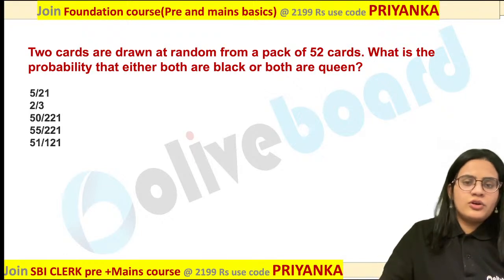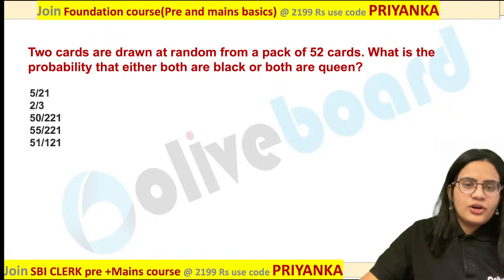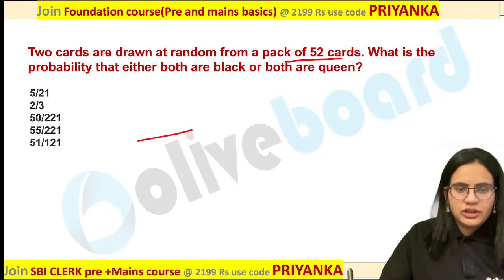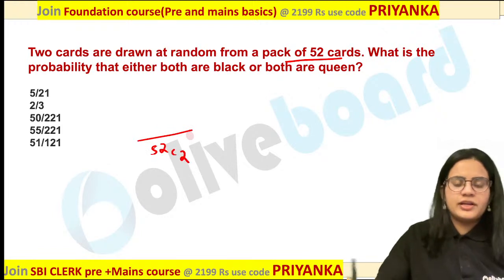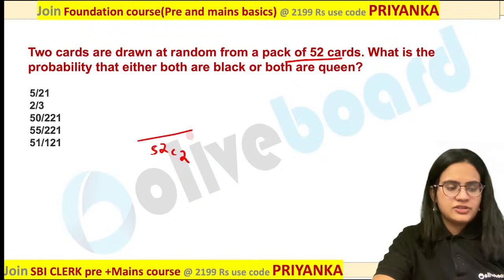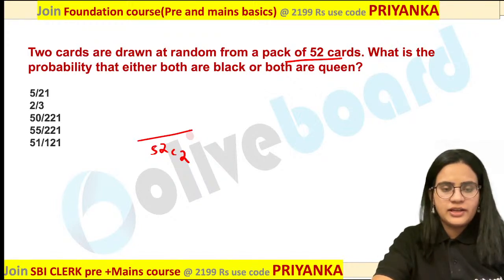So how will you go about this question? First of all, they have asked you, two cards are drawn at random from a pack of 52 cards over here. So what would be the total value? 52C2 over here. You are drawing two cards from the pack of cards, so your value is going to be 52C2 over here. Everybody is following this? Now what is given over here?